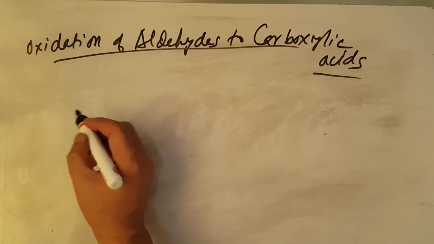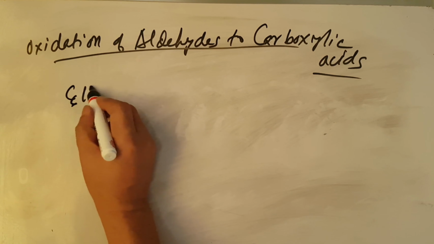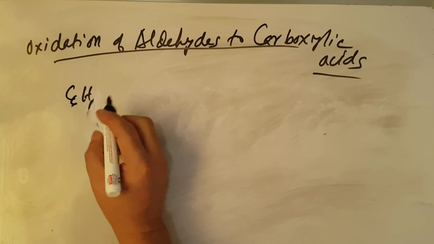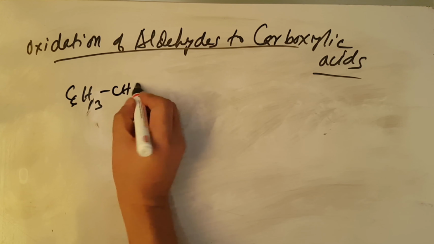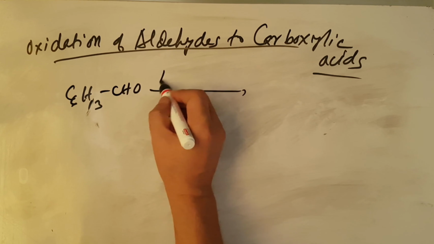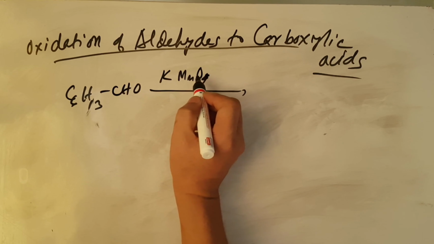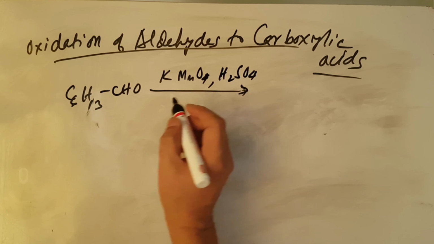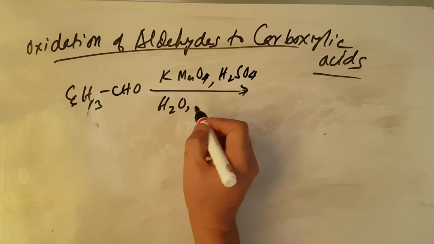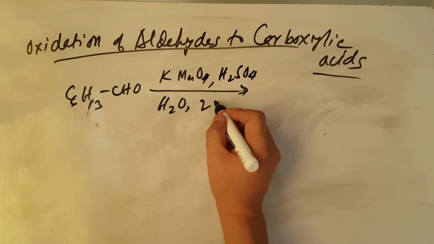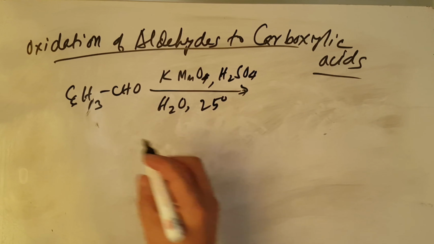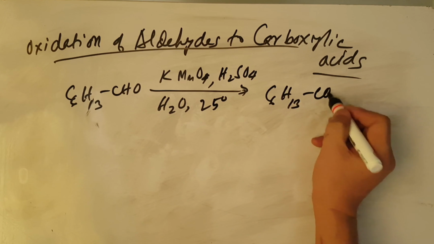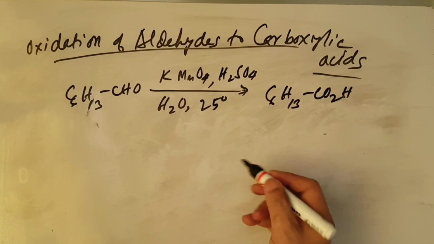For example, I will write them here: C6H13, cyclohexyl, CHO. This is an aldehyde in the presence of KMnO4. In acidic conditions, with sulfuric acid, in aqueous solution at room temperature, like 25 degrees Celsius, it will be oxidized to the acid, C6H13CO2H.